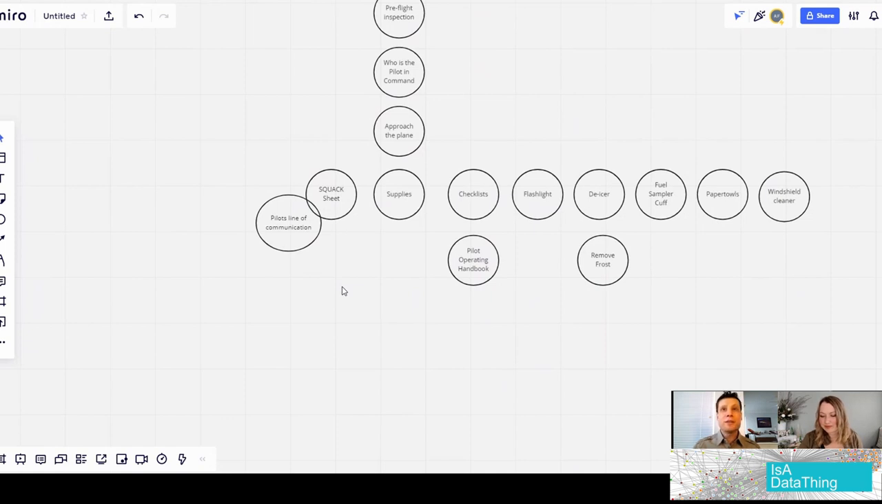Yeah, and another thing you've got to be aware of is any FAA airworthiness directives on that airplane. What that is, it's a legal thing.